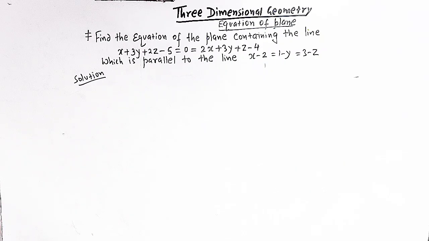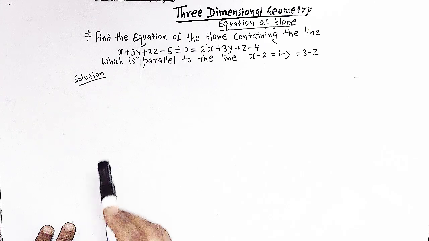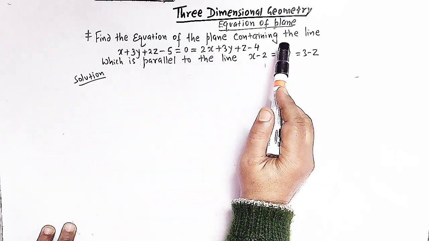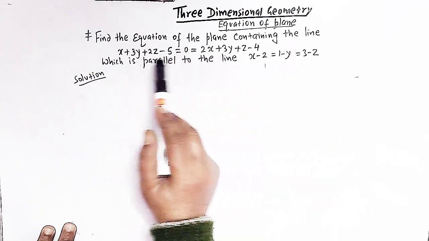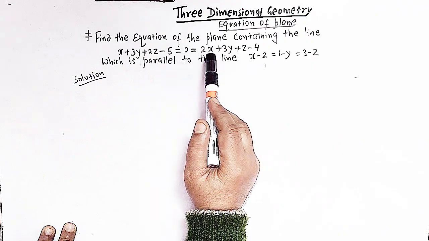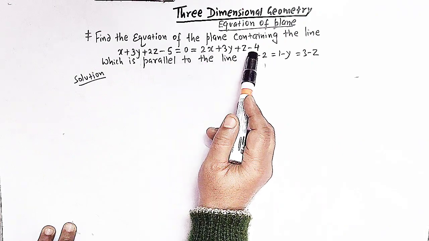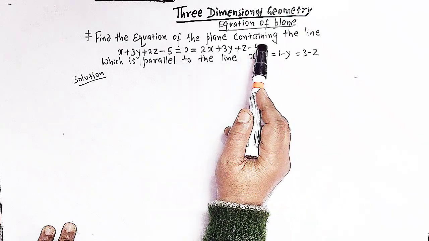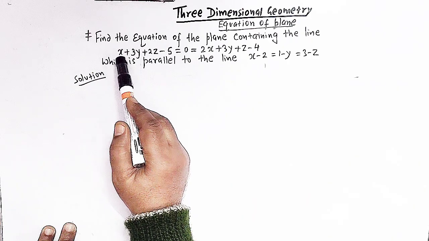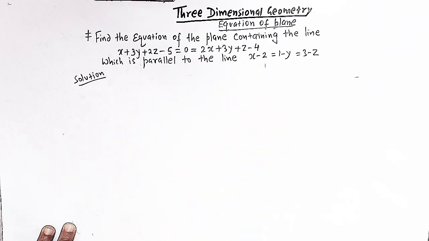Hello, viewers. In today's session, we are going to discuss another important and conceptual problem from three-dimensional geometry. And here we are going to discuss this problem where we have to find the equation of a plane which contains this line, that is x plus 3y plus 2z minus 5 is equal to 0, and 2x plus 3y plus z minus 4 is equal to 0. So here we are given the equation of the line as a combination of two planes, right?